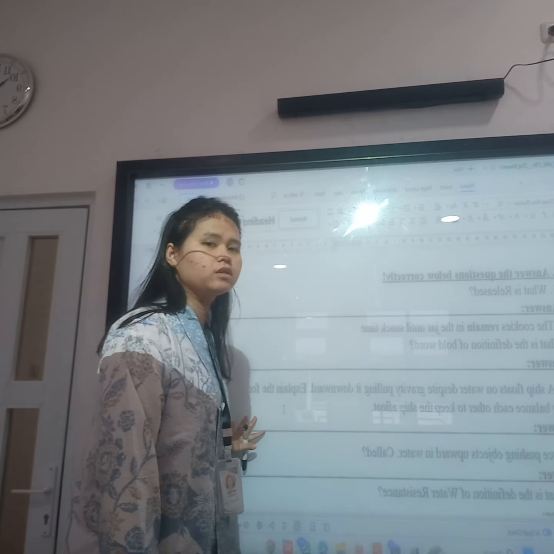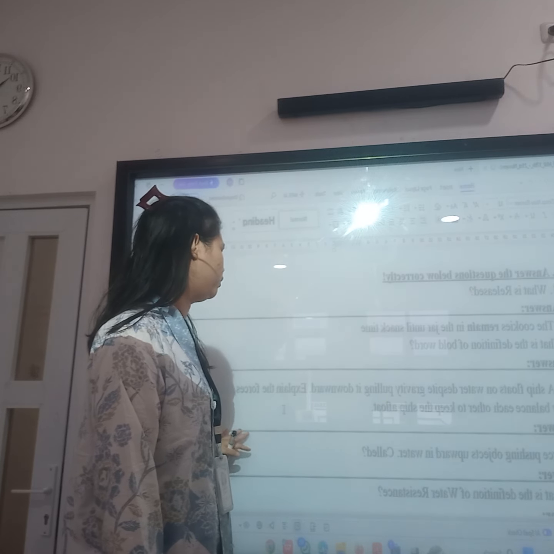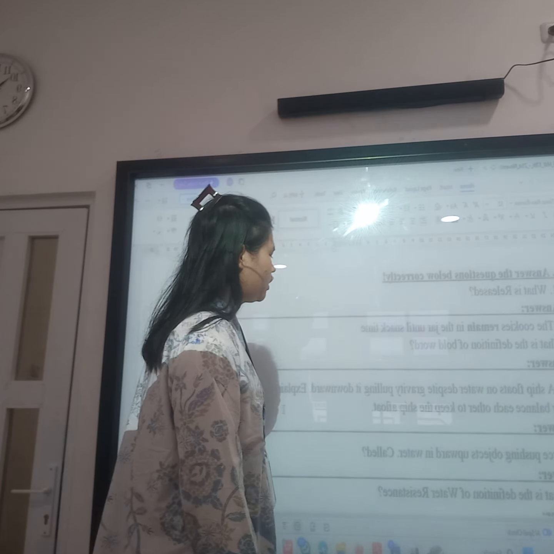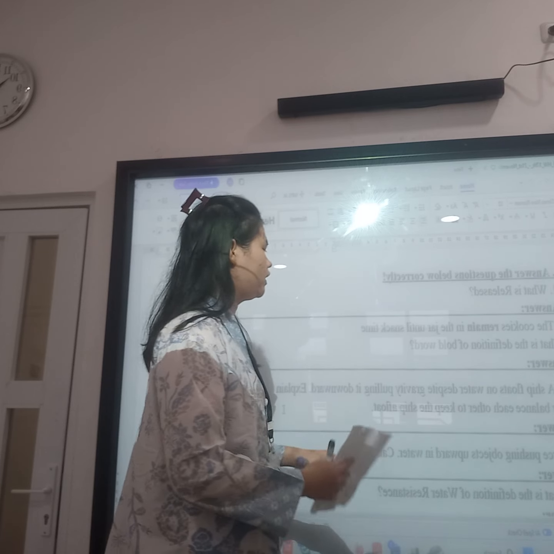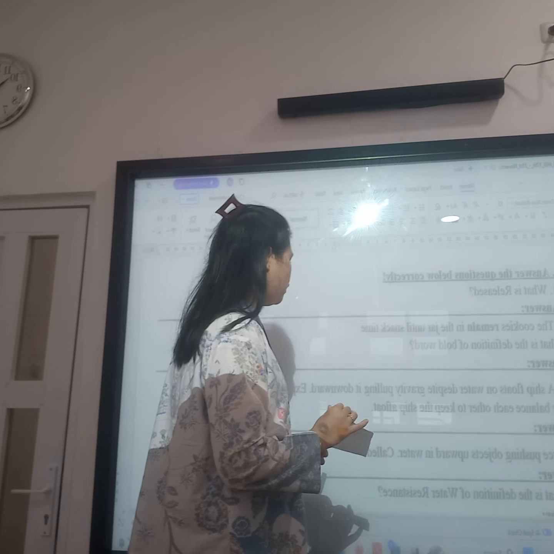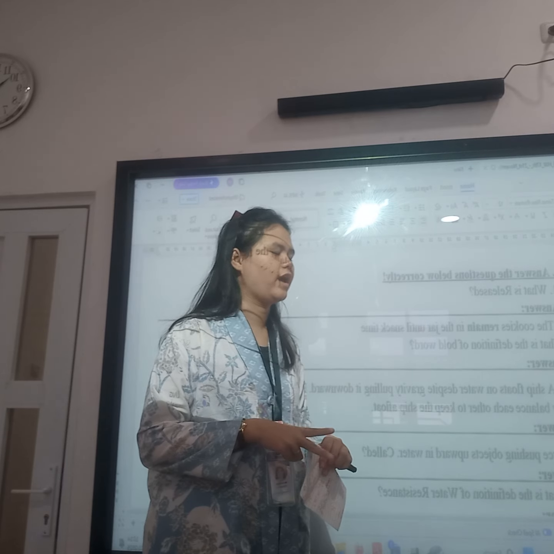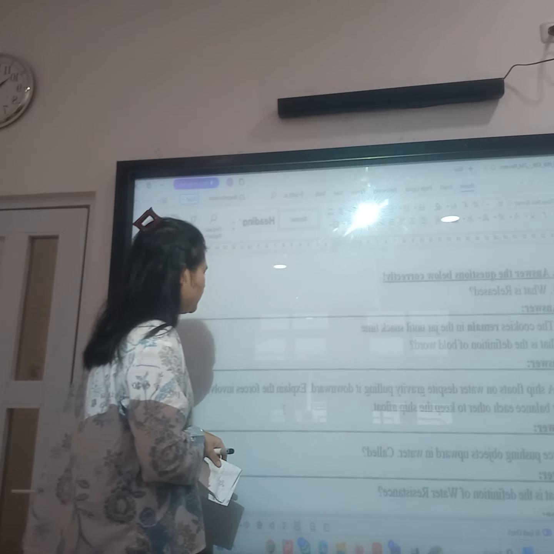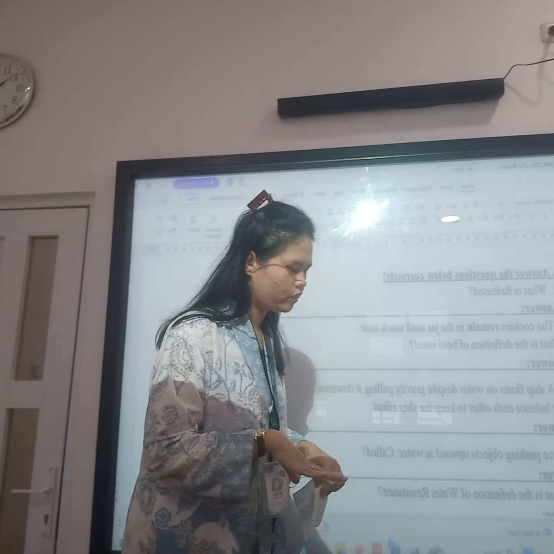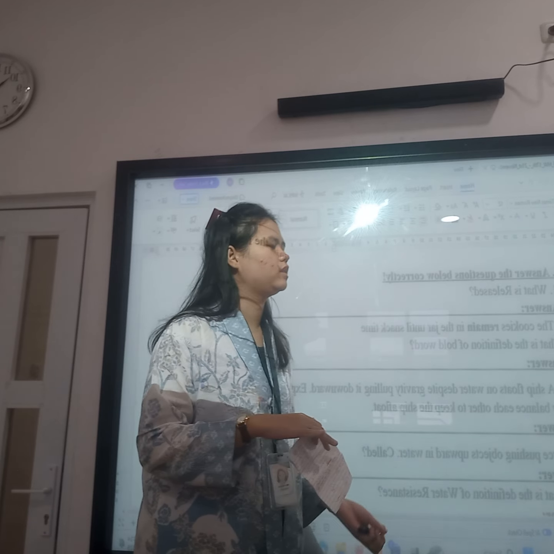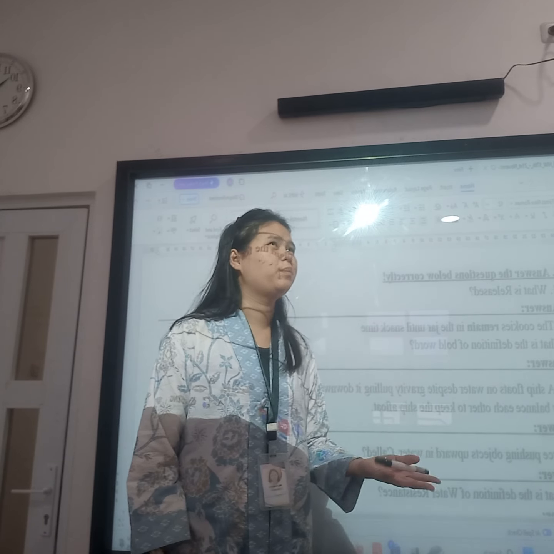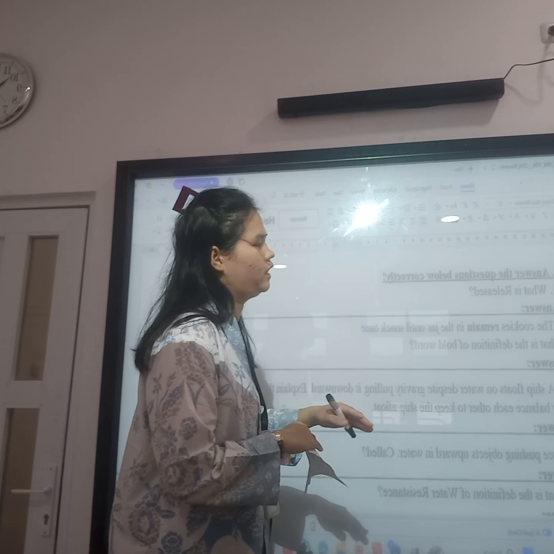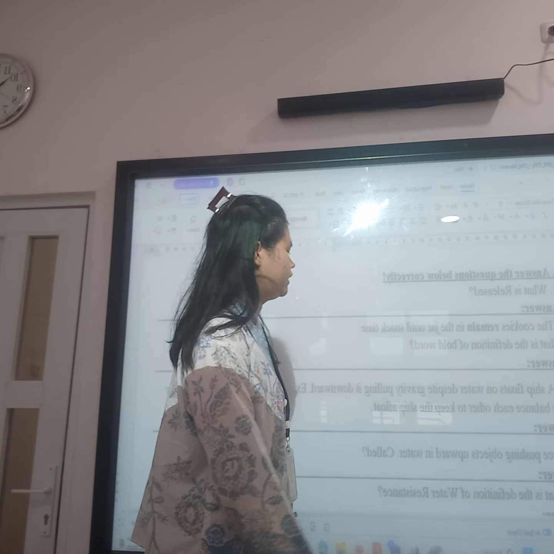A ship floats on water despite gravity pulling it downward. Explain the process involved and how they balance each other to keep the ship afloat. So in here, a ship floats because of two forces that happen: gravity and upthrust. Gravity makes the ship go downward, and the upthrust makes the ship go upward. So the two forces balance in equal size.